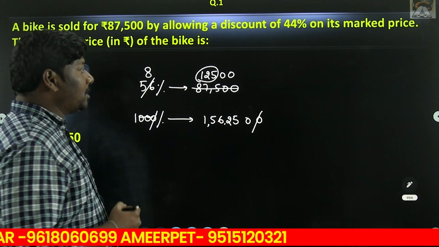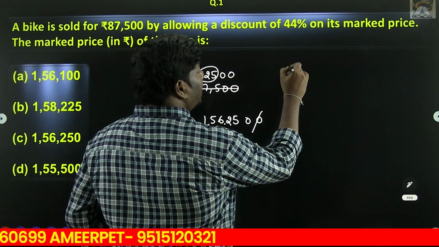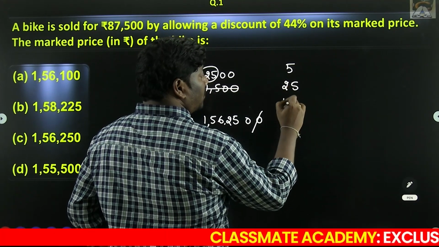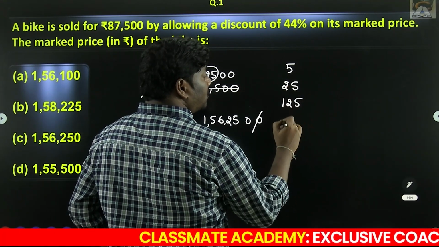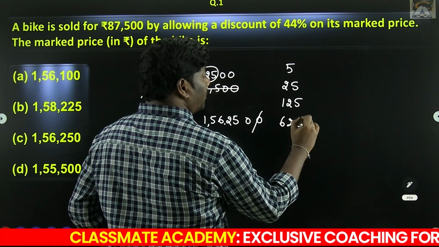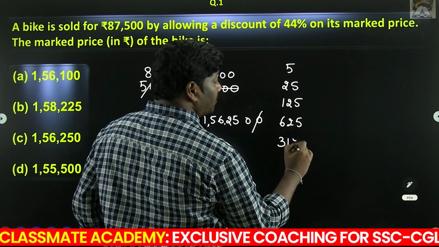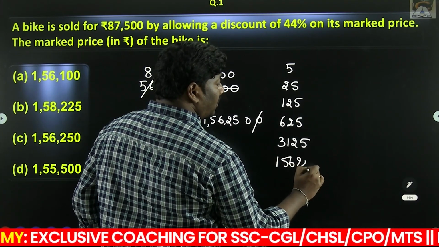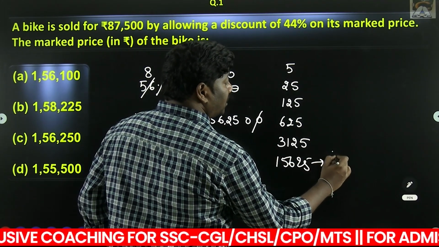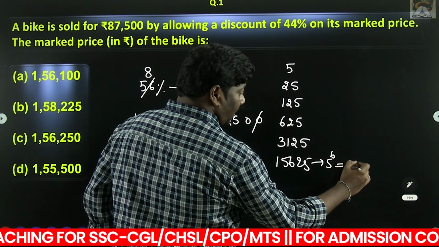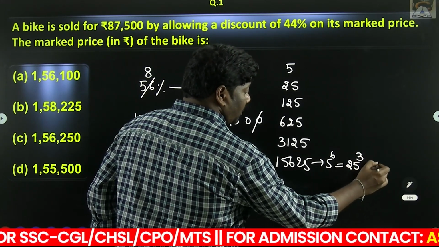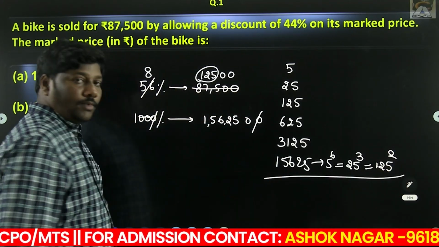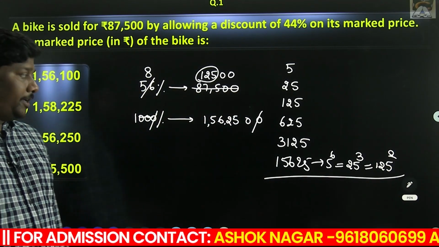Okay, but remember the powers of 5. Powers of 5 are very, very important. It's 5, 25, 125, 625 is 5 power 4, 3125, it is 15625. You can also take it as 5 power 6, it is 25 cube, which is also 125 square. So that is 15625.